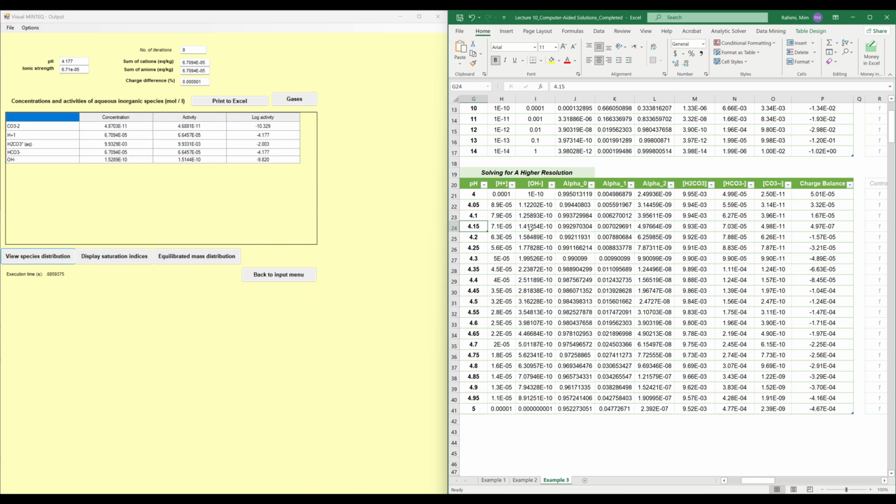So here the Excel file predicted that the concentration of H2CO3 is 9.93 × 10 to the minus 3. And if we go here, it is 9.9329 × 10 to the minus 3. So very, very close. Or the HCO3 minus, bicarbonate, is 7.03 × 10 to the minus 5, and here it is 6.7 × 10 to the minus 5. Again, very close to the predicted value by the Excel file.